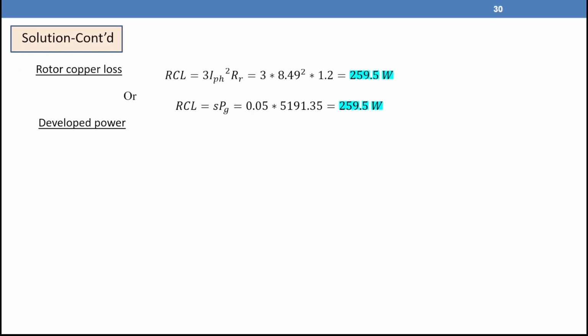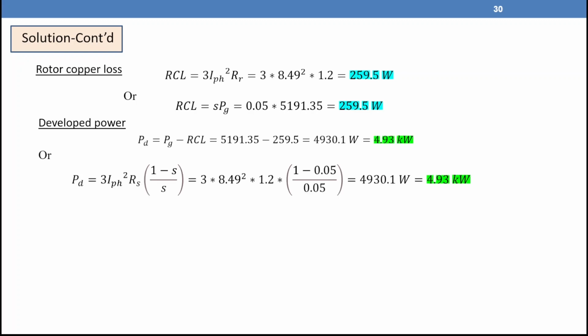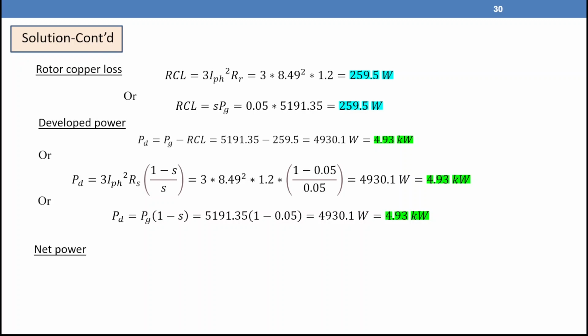For the developed power, that one could be P gap times 1 minus S, or P gap minus rotor copper loss, or you can calculate it as 3 I rotor square R rotor times 1 minus S over S. R rotor or R stator, all of them are the same. So that one will be 4.93 kilowatt in this case. For the net power, we need to subtract the mechanical loss from the developed power, so P net equals P developed minus rotational loss. That one will be 4.73 kilowatt.